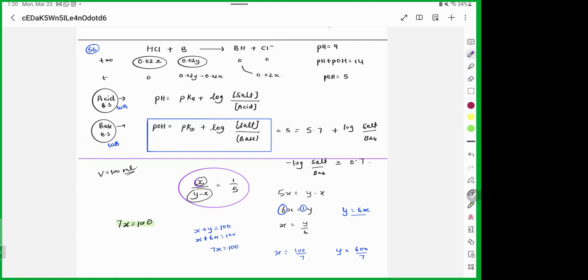X amount is the amount of HCl which will form salt, and Y minus X is the amount of base, salt by base. This was 0.02. So if we convert 0.02, it would be 0.2, right? So this will become like 20 by 100, and 1 by 5.